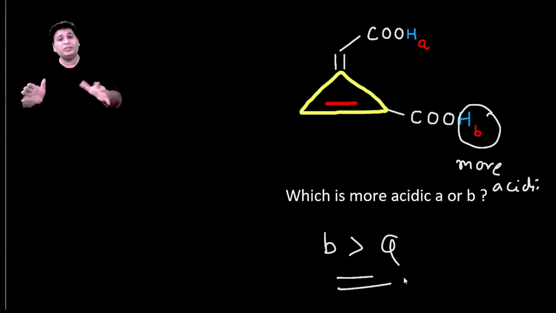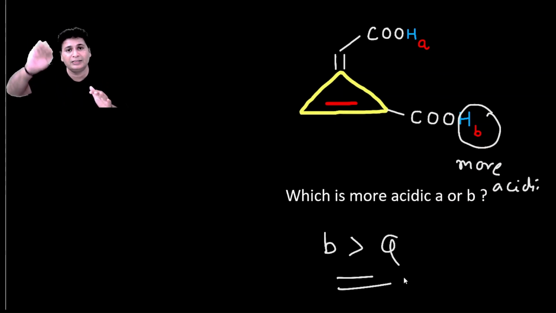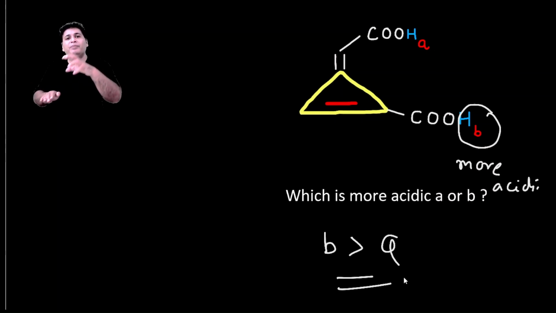The polarization resulted in a minus charge and a plus charge. The minus was taken care of by the C double bond O of the COOH. On the other hand, the plus came inside the three-membered ring, giving it an aromatic character, and simultaneously that plus charge was pulling the minus charge from the COO minus, which is created by removal of hydrogen number B. So the removal of hydrogen number B we found is a better option in comparison to A.